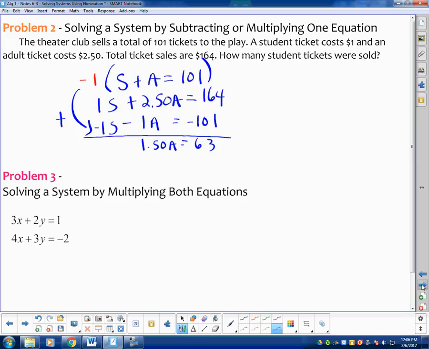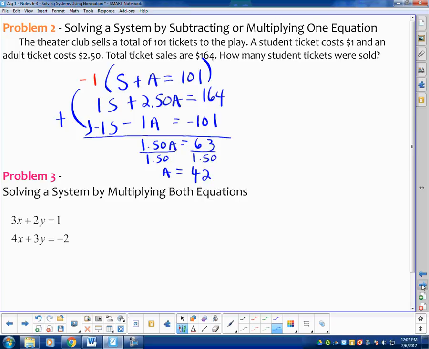Then on my calculator, I just divide 63 divided by 1.50. If you have a calculator in front of you, go ahead and do that. And it will tell me how many adult tickets I sold. It ends up being 42. That's very good. 42.